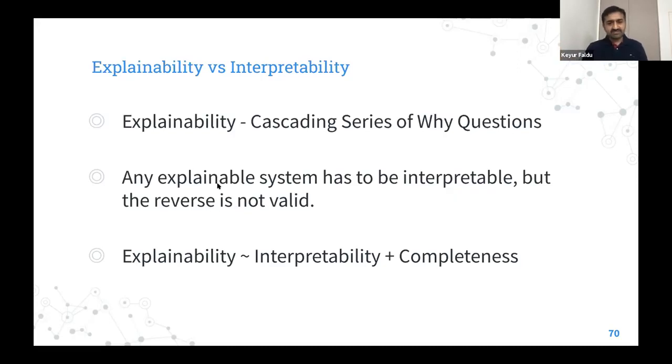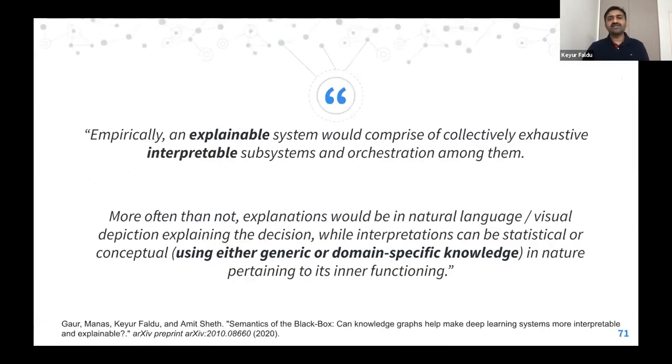However, an explainable system has to be interpretable, but the reverse is not valid, because many a time a system would be interpretable, but the explanation has to come in a human-understandable form, either with natural language or with visual depiction, which a normal human can easily understand. However, the outcomes of interpretations can be statistical in nature, or conceptual in nature, which would require some kind of expertise to distill or understand. So with this definition, let's move ahead.